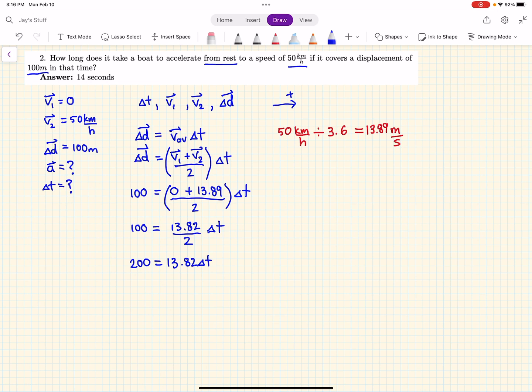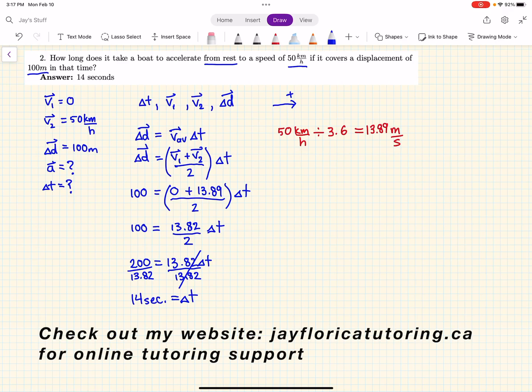Then if we divide both sides by 13.89, we can make this go away, and we're left with our final answer, 14 seconds equals delta T. So that's how long it takes the boat to accelerate from rest to a speed of 50 kilometers per hour if in that time it covered 100 meters.